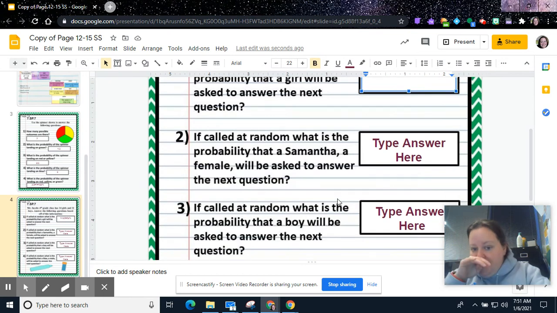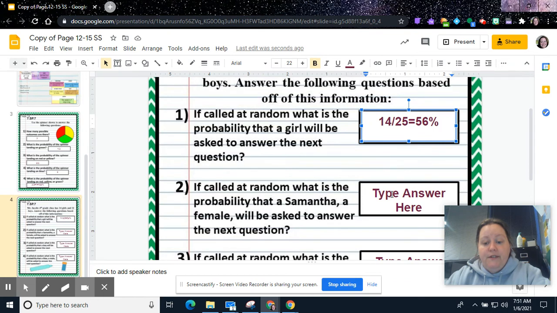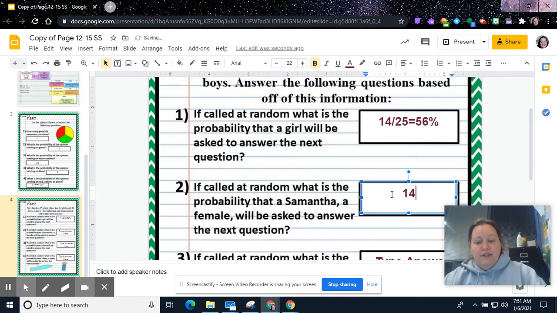If called at random, what is the probability that Samantha, a female, will be asked to answer the next question? Well, since she is a female, it is very similar to the first question. Actually, it is Samantha. So if Samantha is only 1 out of the 25 students, they're trying to trick me there. So how many give you what you want? Samantha is the only one who would meet the criteria. And so there would be 1 out of the 25 students.